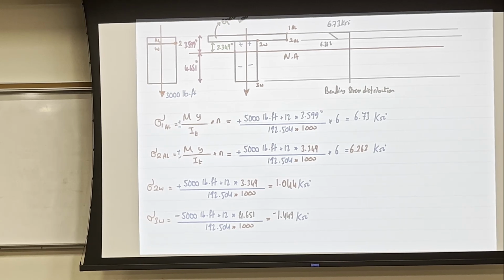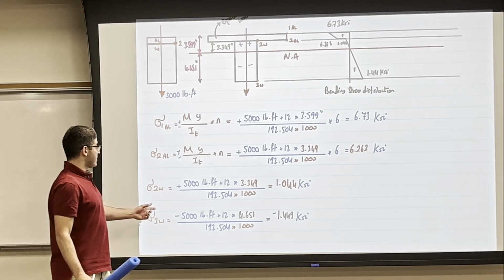And for point 2 also, I do have the 2 wood, which is equal to 1.044. So you're going to see a drop here, which is 1.044, and then blindly take this line to 0. And then extend this line. I'm going to extend it, and if I draw to scale, it's going to be extended. I'll tell you in a moment why. And at the end, I'm going to write 1.449 KSI. And here is negative, here is positive.